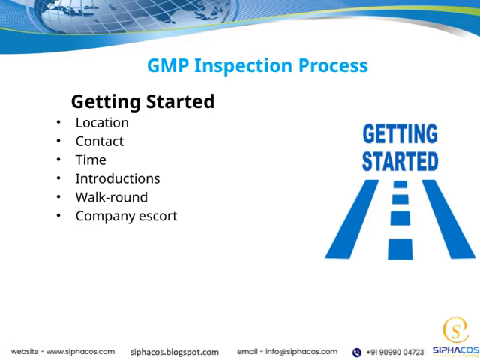All right, let's get started with the essentials for a smooth GMP inspection. First, we'll talk about the location. It's important to know exactly where the inspection will take place so we can prepare accordingly. Next, make sure you have the correct contact information for the key personnel involved, so communication is seamless. Timing is also crucial. Knowing when the inspection is scheduled helps us plan our activities and ensure everything is ready in advance. Introductions are the first step once the inspection begins.